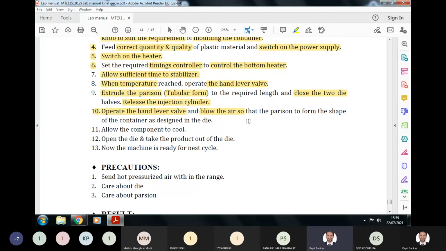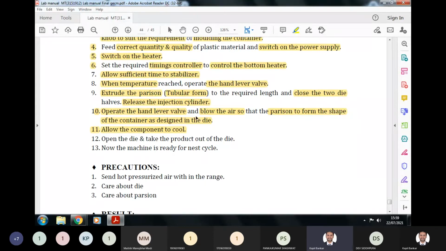So due to that blowing of air, your parison will be expanded and it will stick to the wall of die and it will get the exact shape of the die. So that the parison takes the form of shape of the container as designed in the die. And step number 11, allow the component to cool.